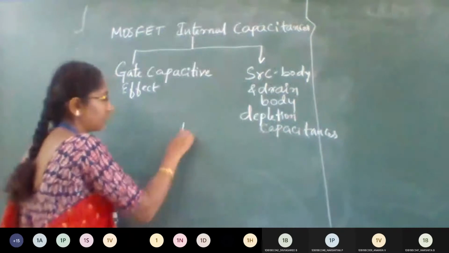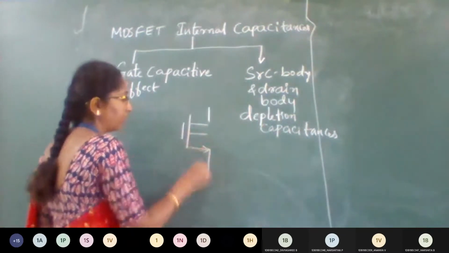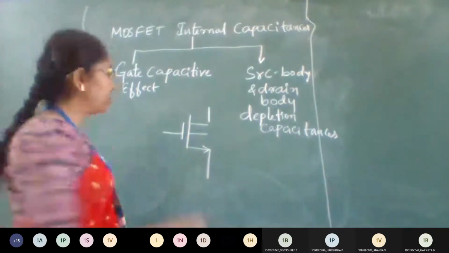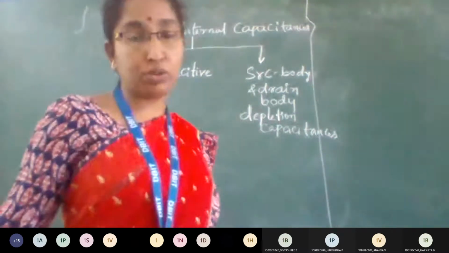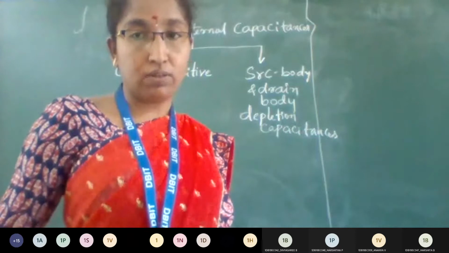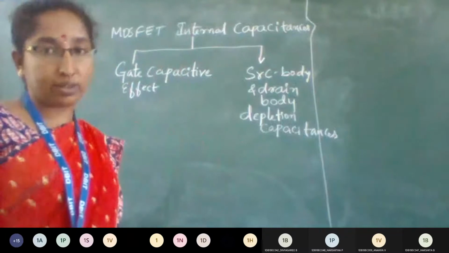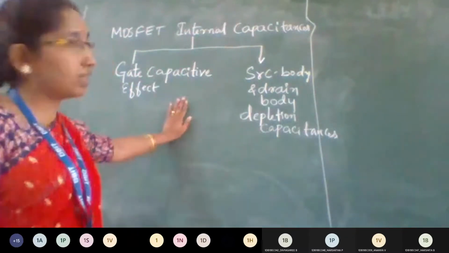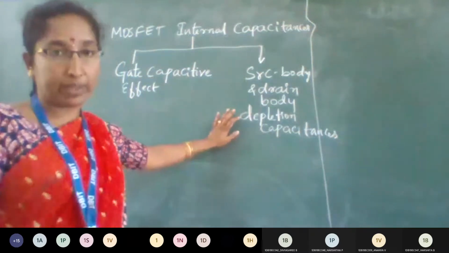Here you need to remember not 3 terminals but 4 terminals. What are the 4 terminals of a MOSFET? Gate, drain, source, body. So the internal capacitance is divided into 2 types: gate capacitive effect, and source-body and drain-body depletion capacitance.